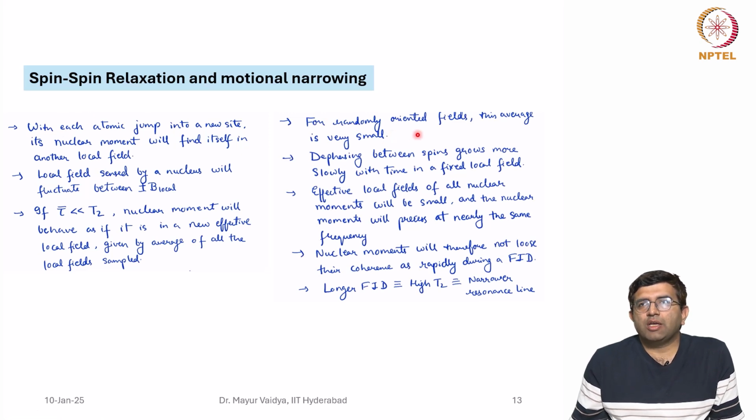So, for a randomly oriented field, this average is very small, and the dephasing between the spins grows more slowly with time than in a fixed local field. The effective local fields of all nuclear moments will be very small, and the nuclear moments will precess at nearly the same frequency. So, these nuclear moments will not lose their coherency as rapidly as during an FID. A longer FID is equivalent to a higher T2, which is equal to a narrower resonance line.